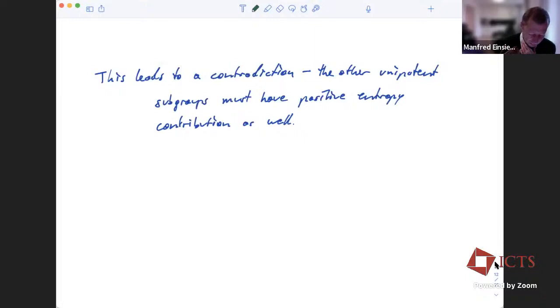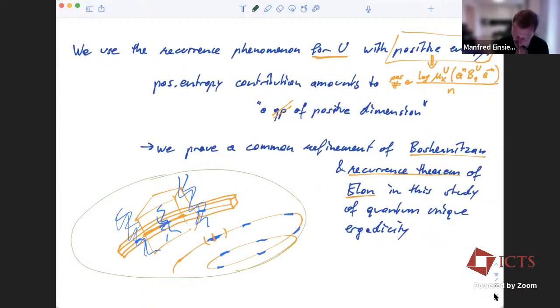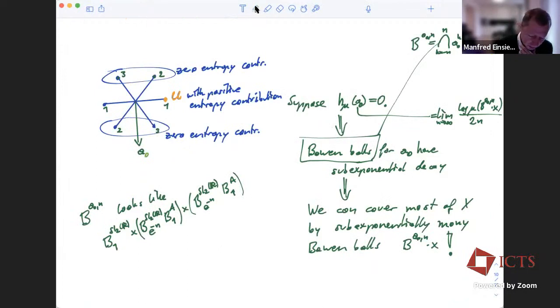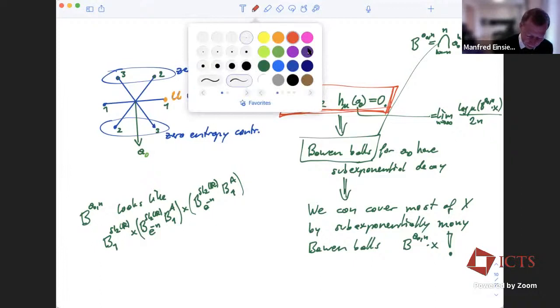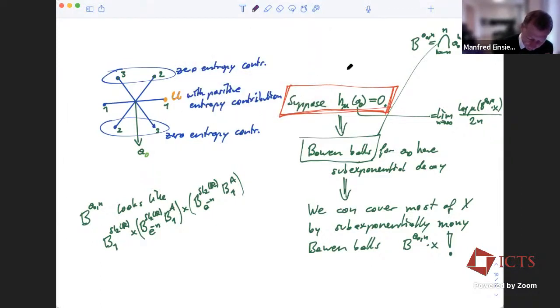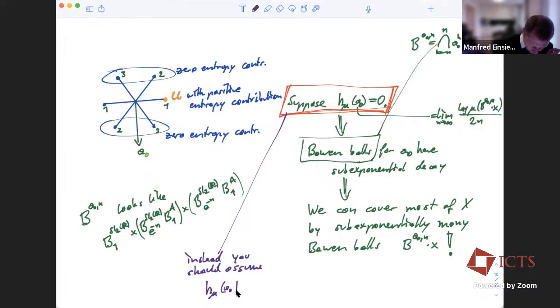Now, this didn't prove much. This proved a contradiction to this assumption here. So you might say, so what? This assumption leads to a contradiction. So that means that the A0 cannot have zero entropy, the A0 must have positive entropy. And then there is a tiny trick, and this tiny trick completely solves the issue. So instead of this, you should assume H mu A0 conditioned on some sigma algebra A is equal to 0.